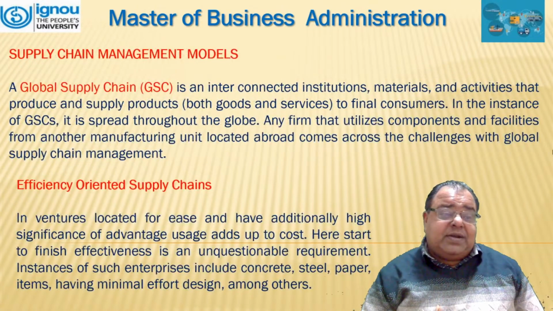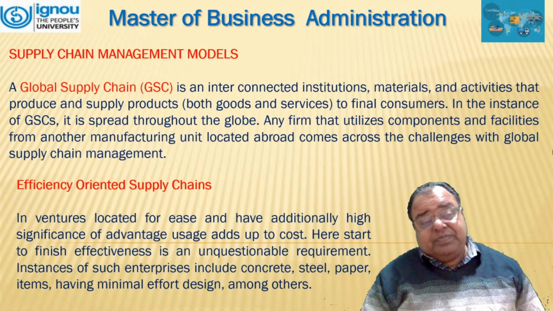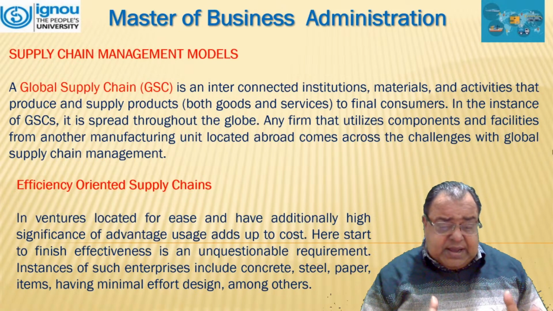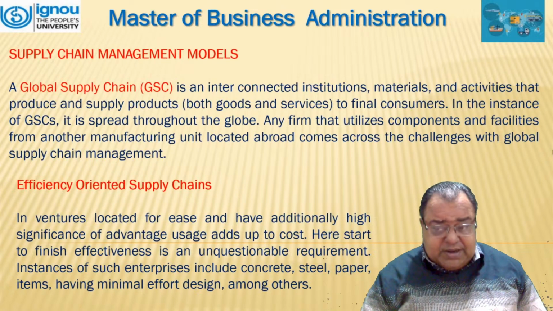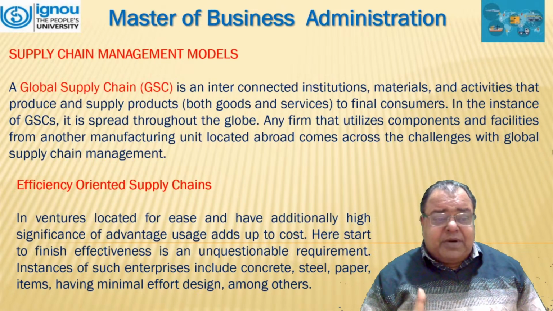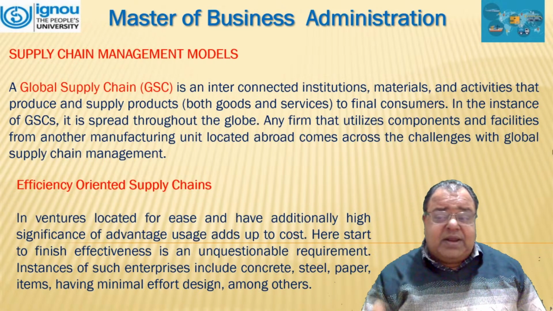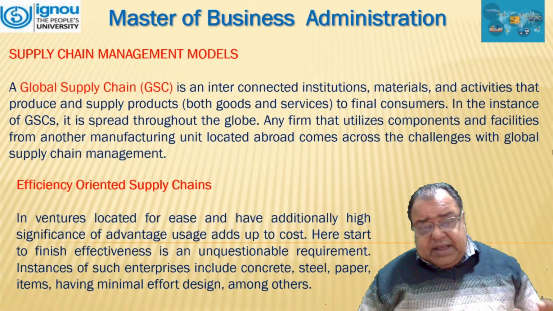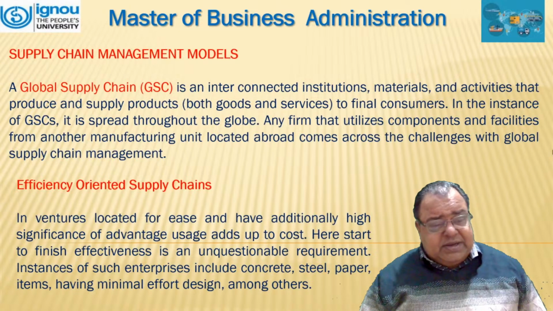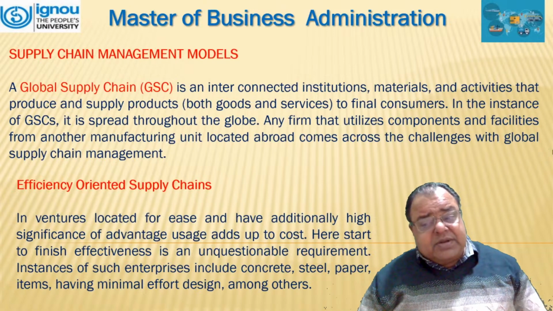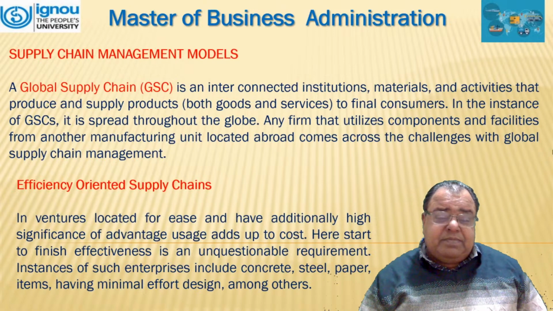What are the different supply chain management models? A global supply chain is an interconnected set of institutions, materials, and activities that produce and supply products, both goods and services, to the final consumer. In the instance of GSCs, it is spread throughout the globe. Any firm that utilizes components and facilities from another manufacturing unit located abroad comes across the challenges of global supply chain management.